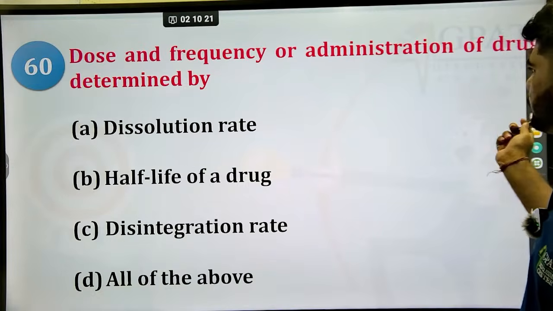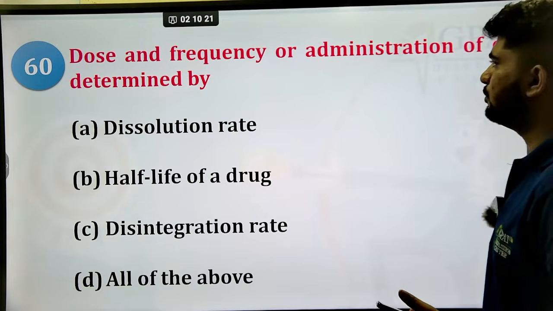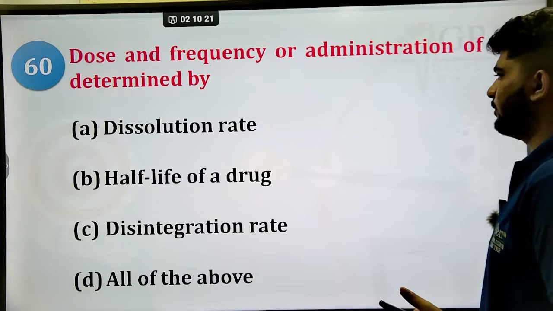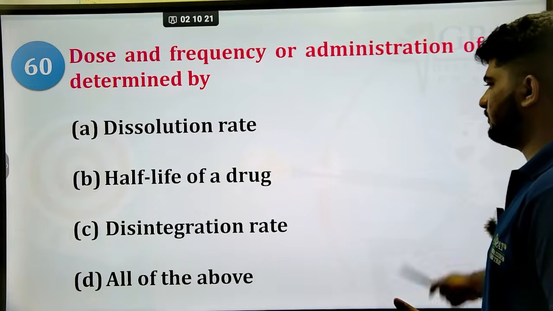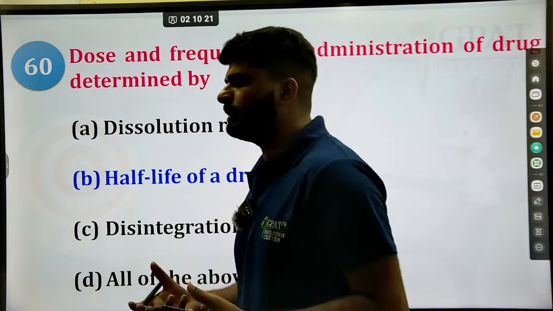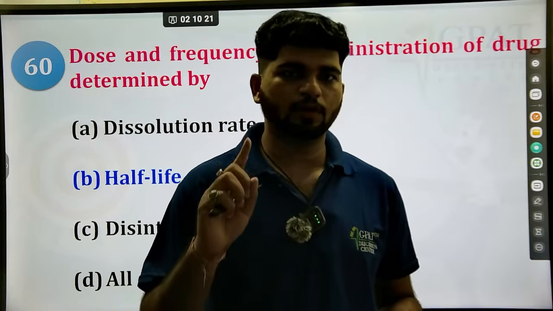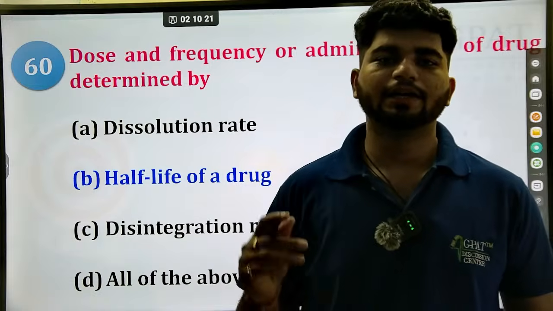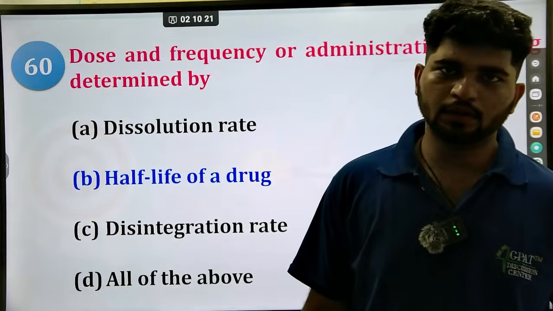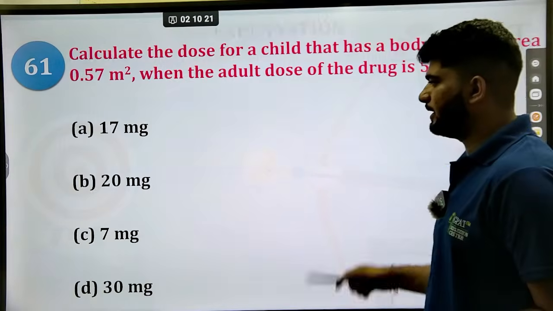Dose and frequency of administration of drug is determined by dissolution rate, half-life of a drug, disintegration, or all of the above. That is your half-life of a drug, because you never know how long the drug stays in your body. So once you get to know about the half-life of a drug, you will be able to know that for this period of time only, the drug will be staying in your body, right? So half-life would be your correct parameter to determine those things.